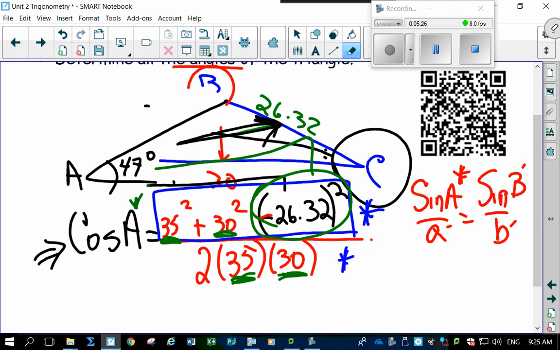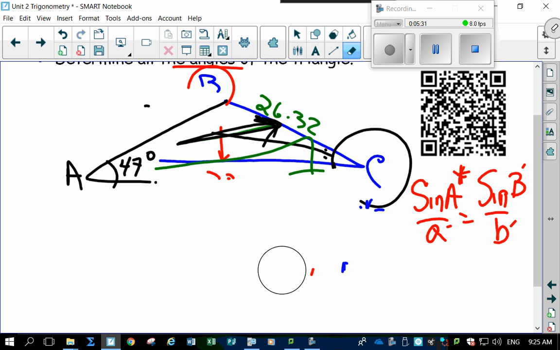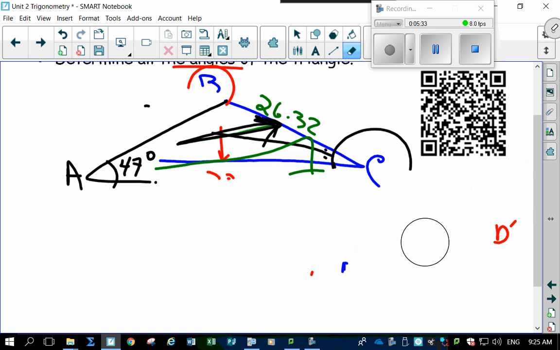Now, I'm going to clean this up so that you can see it now. There's our original triangle right down there. Let's get rid of this. Let's get rid of that. Let's get rid of this. Now, do you remember what I said about sine law? You need at least one angle. Well, guess what? You got the angle.